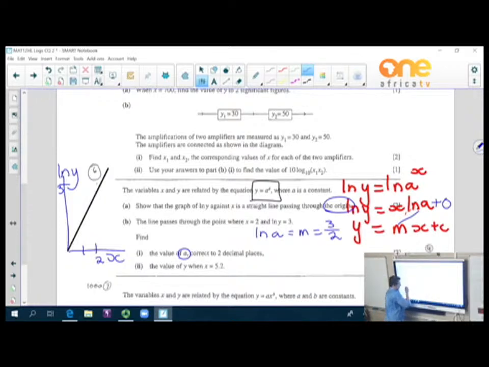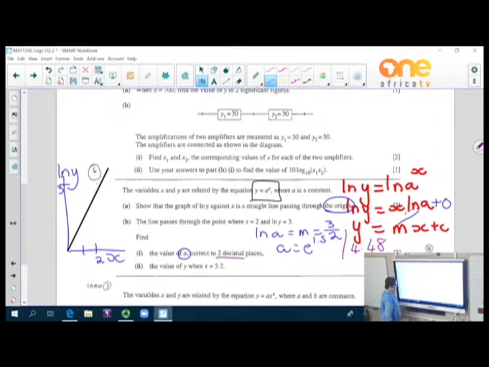The slope is positive. So to unlock it, to undo the ln, we use e. So a is going to be e to the power of 1.5. And if you press your calculator, I get that a is equal to 4.48, to 2 decimal places.